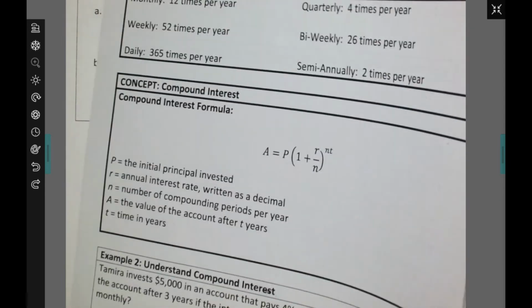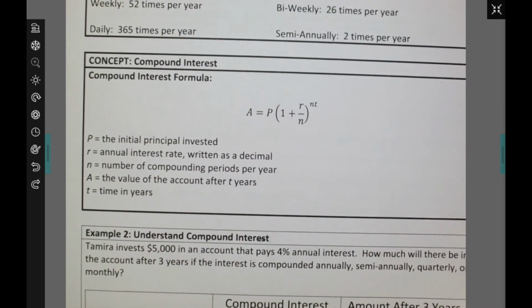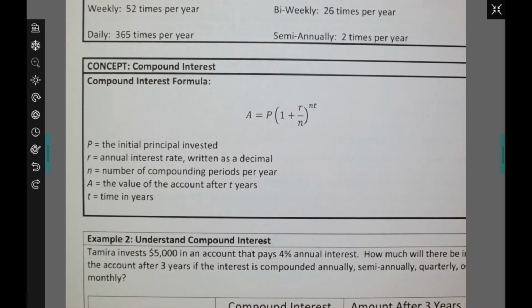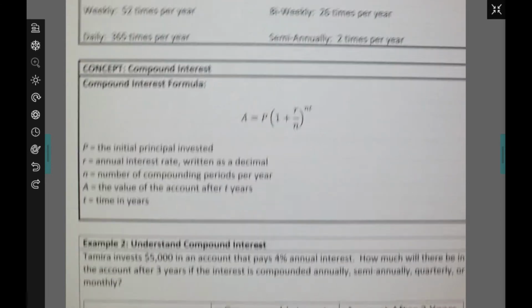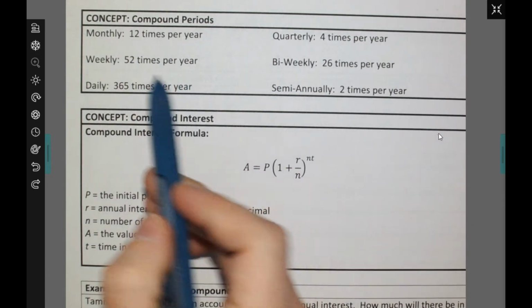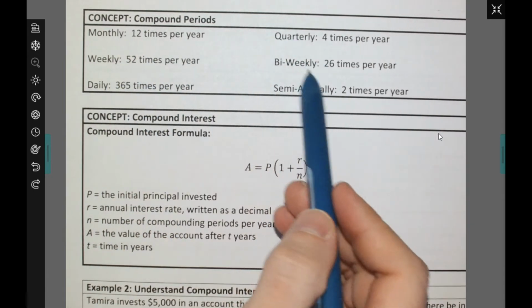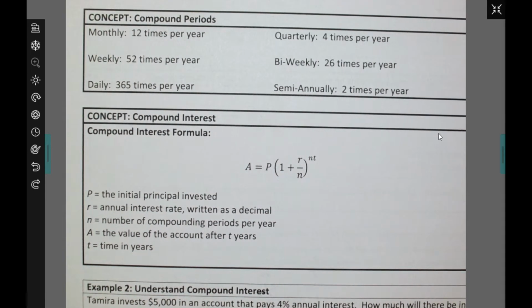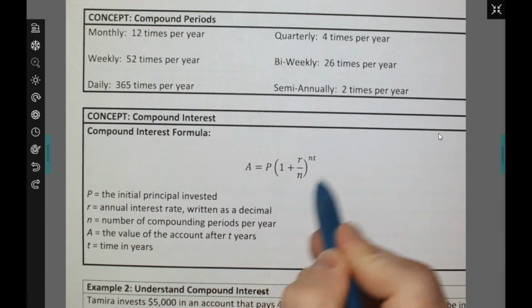Compound interest, for example 2, is really the main focus for today. For compound interest, there are different numbers of periods that we could have. The common ones are up here in this box: monthly, weekly, daily, quarterly, biweekly, semi-annually. Those are going to be our n value in this formula.